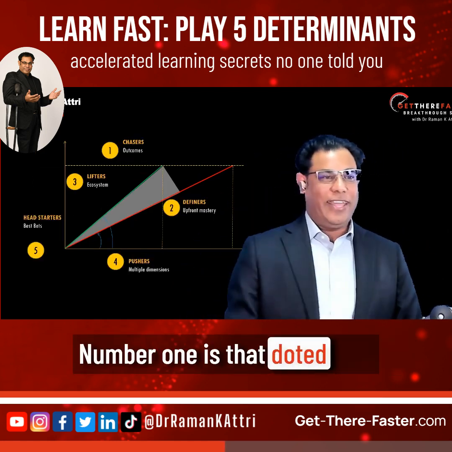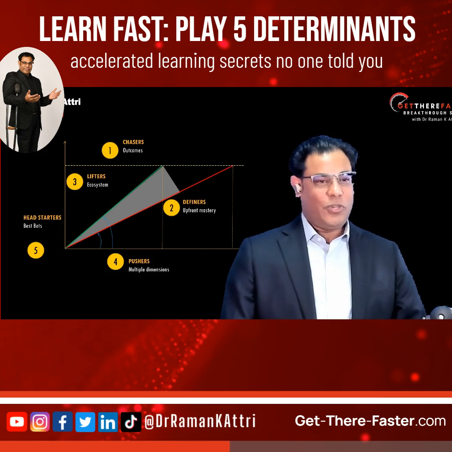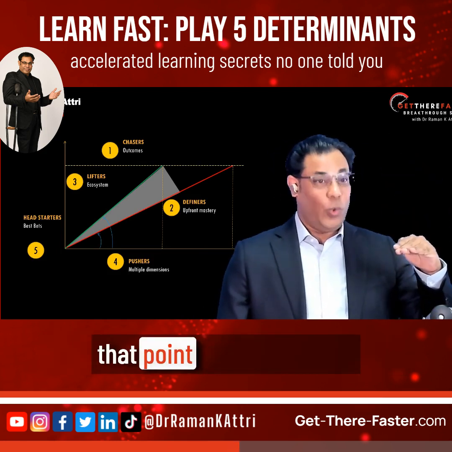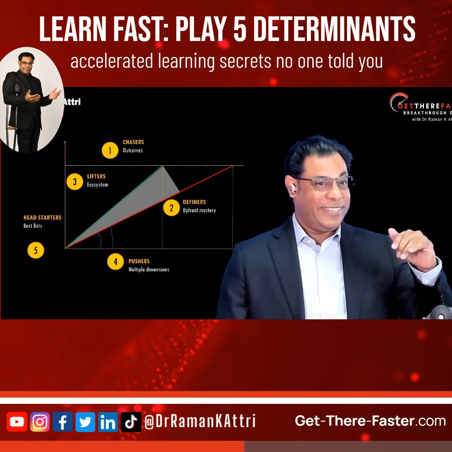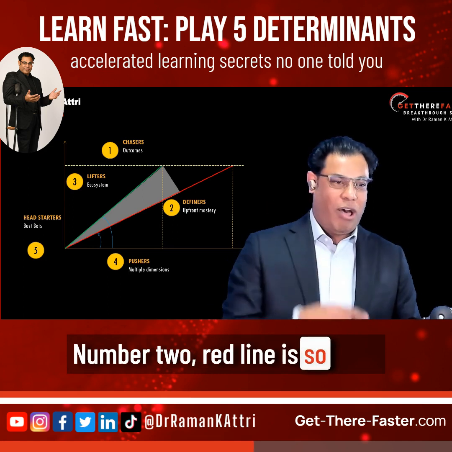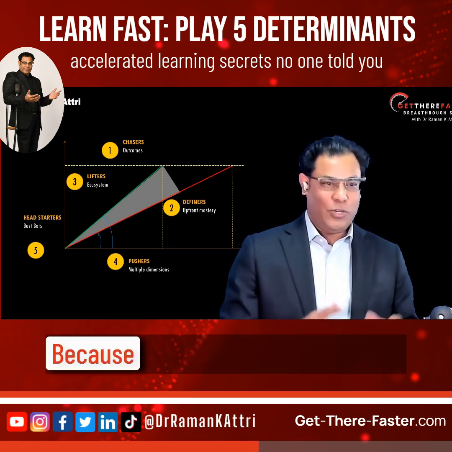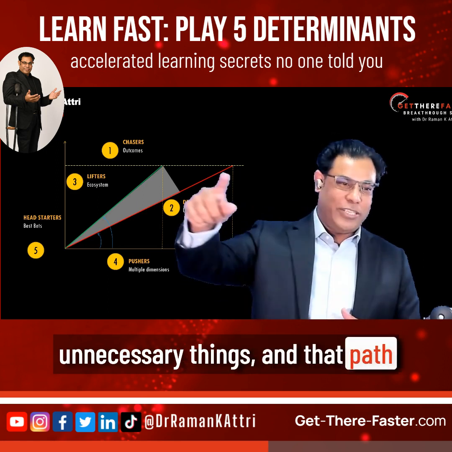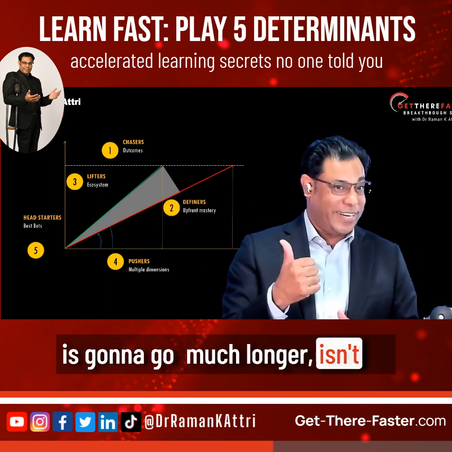Number 1 is the dotted line. So imagine that dotted line is lower. You will be able to reach that point quicker, isn't it? Number 2, the red line is so long. Why? Because you might be doing a lot of unnecessary things. And that path is going to go much longer, isn't it?